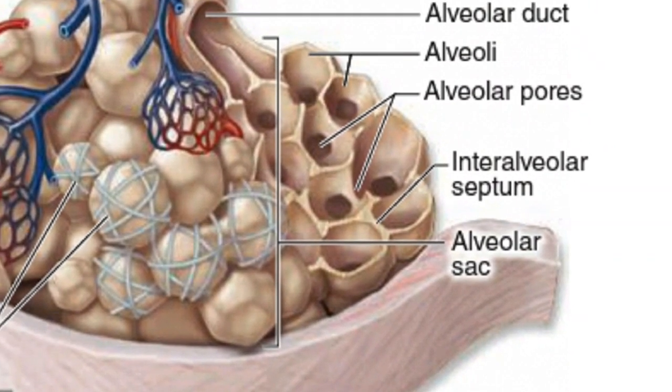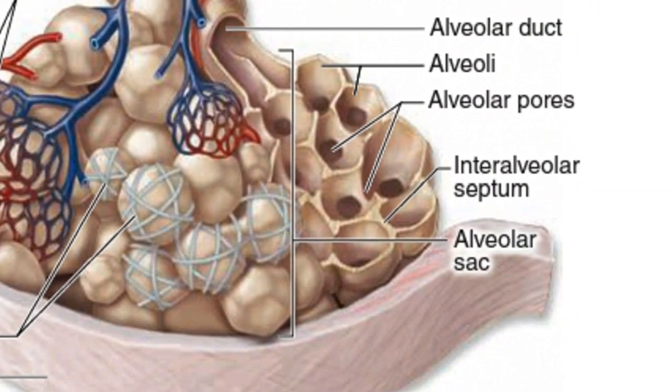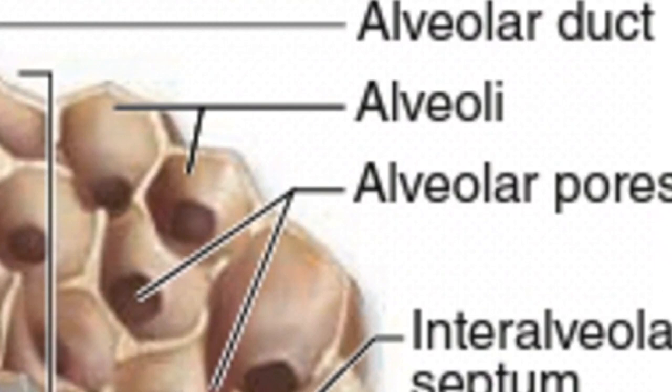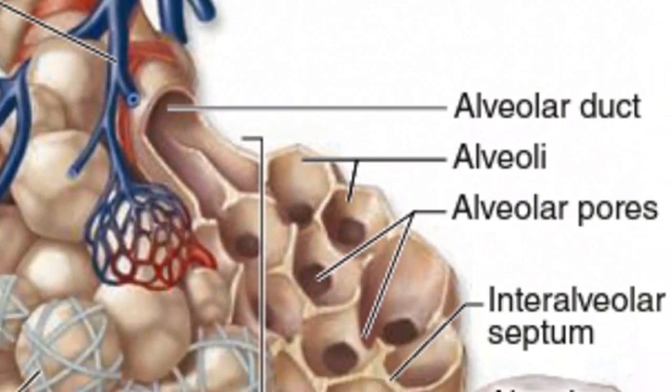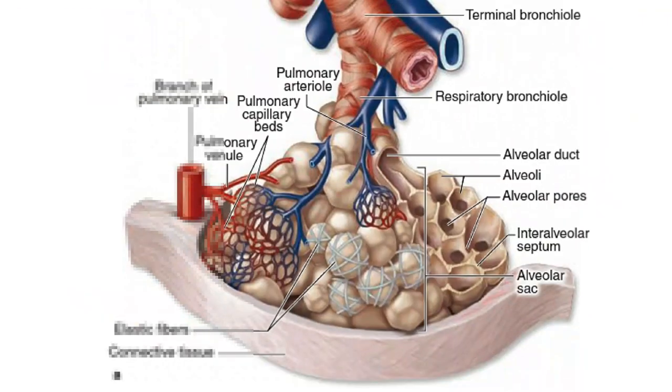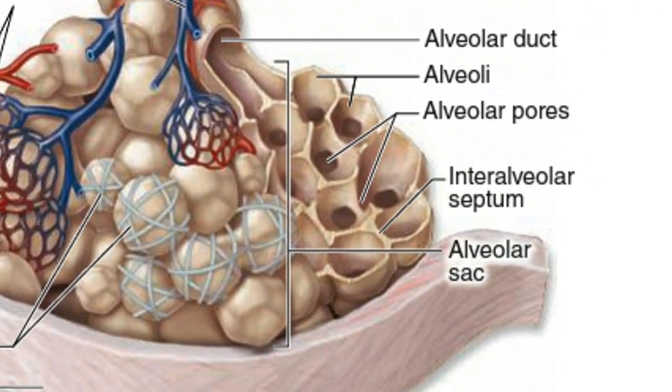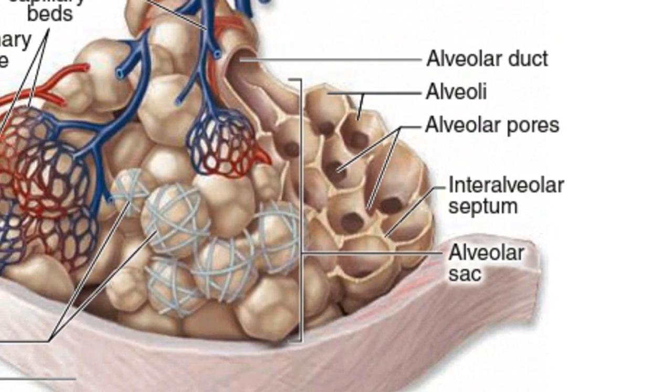Now what exactly is this alveolar sac? Here you see the alveoli are shown, and many alveoli together form the alveolar sac. So the group of alveoli is known as the alveolar sac.